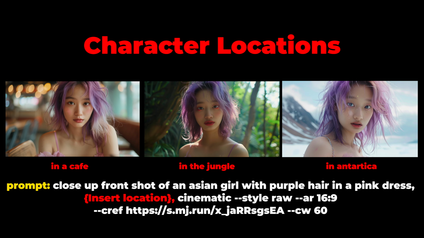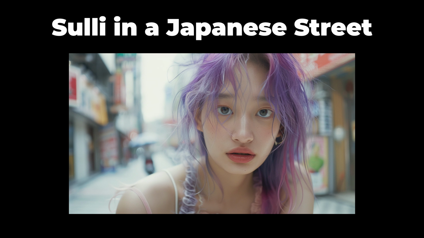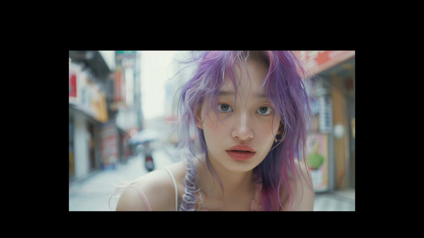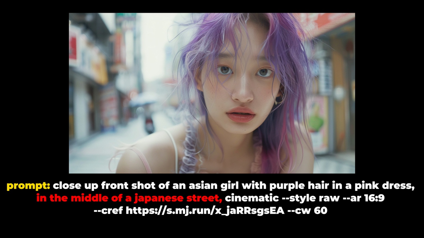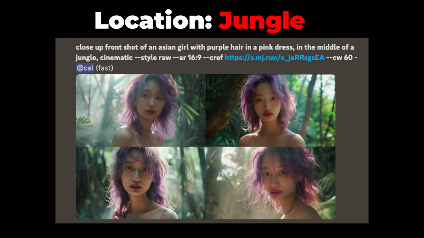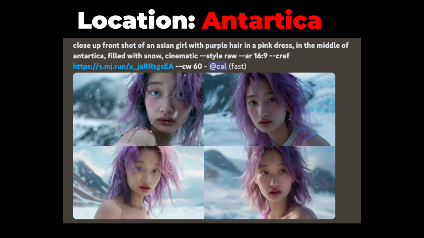We can also use the same method to change other elements in the shot as well. Say for example, now we want her to be on the street. We can once again change the location in the prompt to in the middle of a Japanese street. And here we go. Or she could even be in the desert, or a jungle, or even in the middle of Antarctica filled with snow. But she probably needs a hoodie here because it looks like it's freezing.